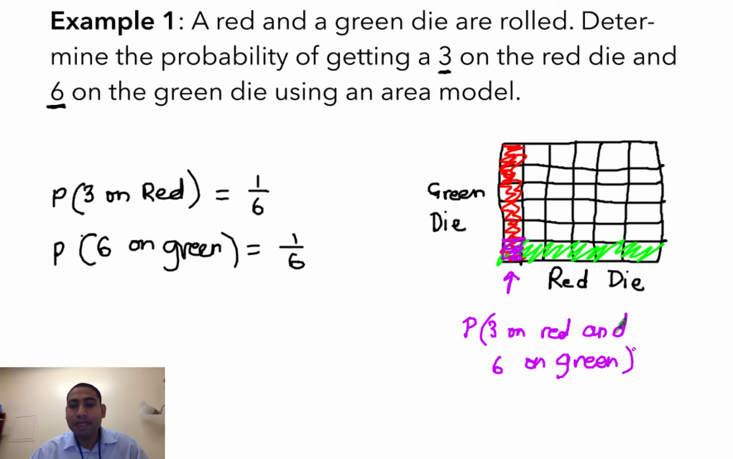So that's going to be equal to, now to find the probability, I just count the number of boxes that's common. So it's just 1, and it's going to be out of the total number of little squares in here. And then if you count them all, there are 36 of them. So that's the probability that you get 3 on the red and 6 on the green. And we did this using the area model. Let me do one more example.